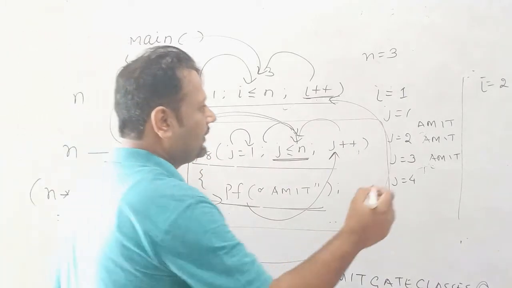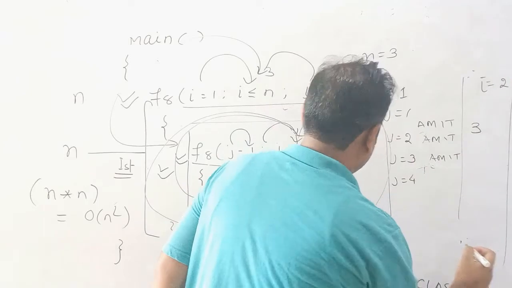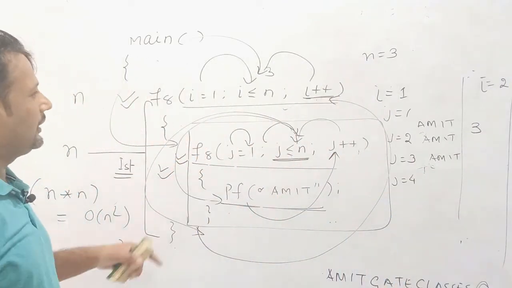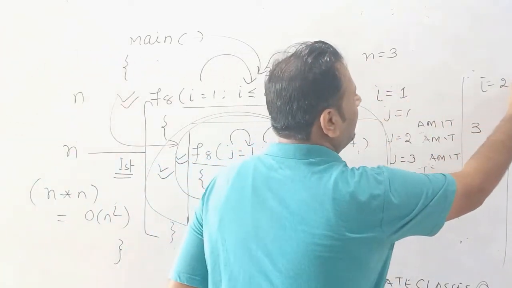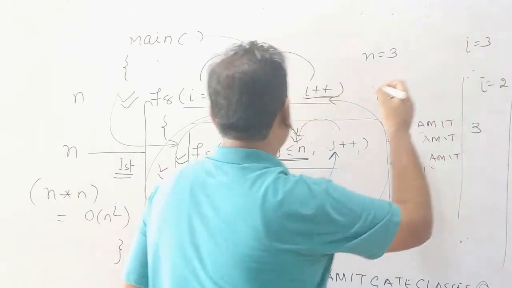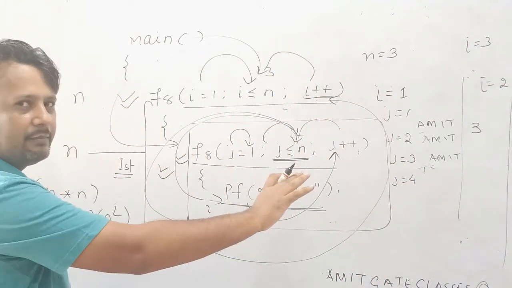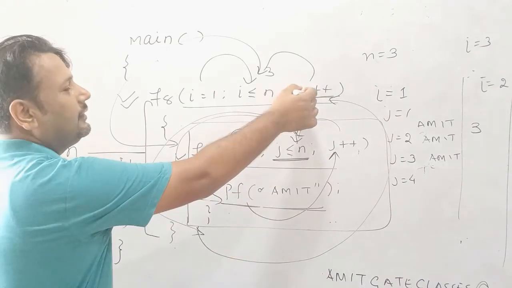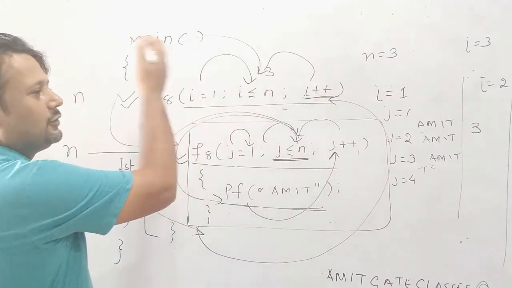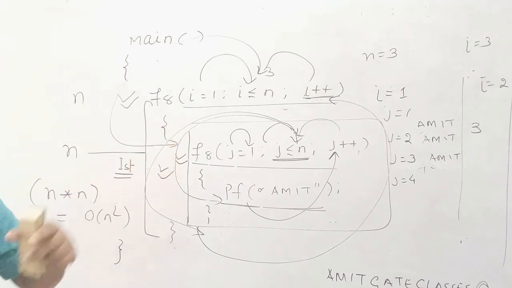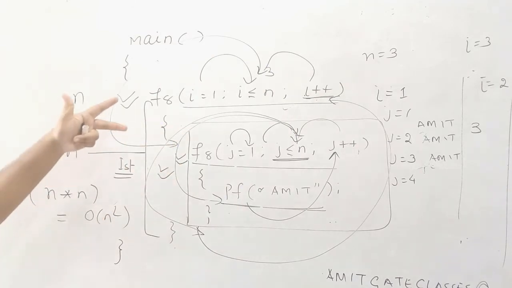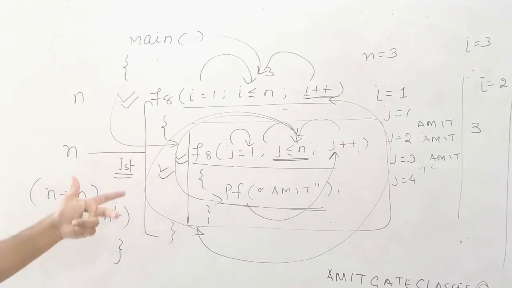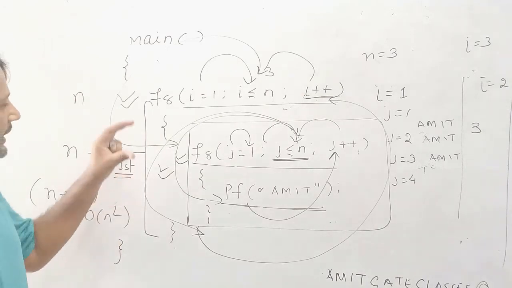3 times. In the same way, whenever j is going to be 4, we'll go outside and we'll increase the value of i to 3. And again, we'll come inside, we'll print Amit 3 times. After that, j will become 4, we'll go outside, i will become 4. And this condition is going to be false, we'll come out. So in total, how many times is Amit going to be printed? 9 times. Simple.